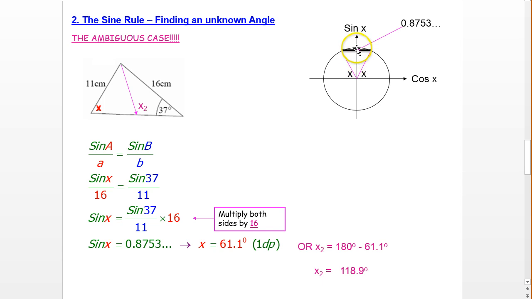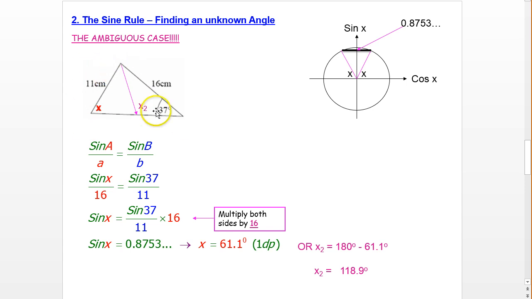Remember the unit circle, it goes up to a height of 1, so 0.8753 is nearly at the top. But there are actually two angles that will give me 0.8753 when I find the sine of them. The first one is x. The second one would be 180 minus x. You can see that line there. That's the one that, when I measure the angle from 0 round to that line, is also responsible for a sine of that angle being 0.8753.